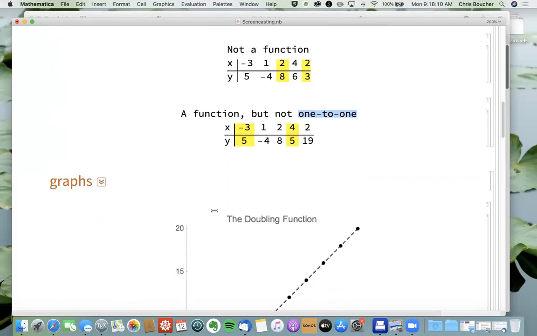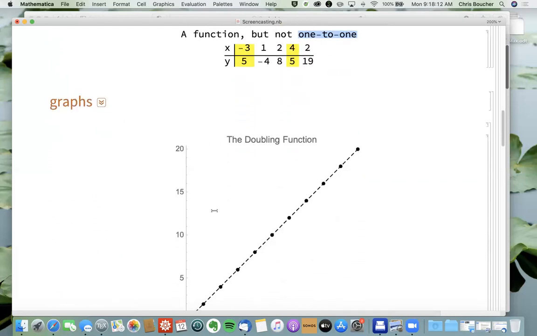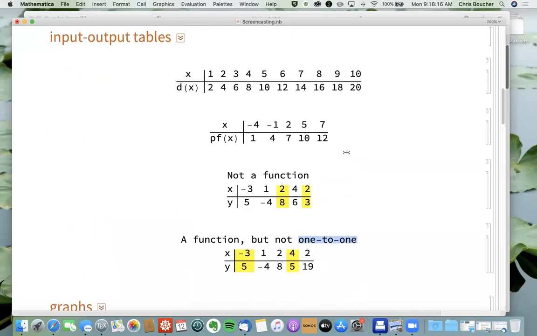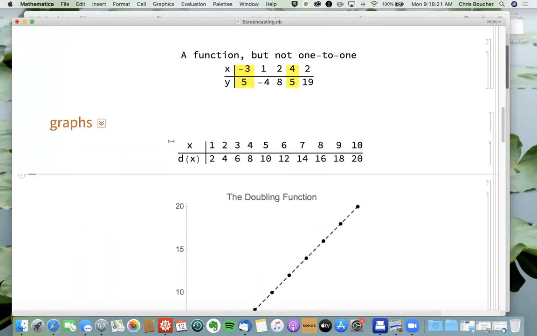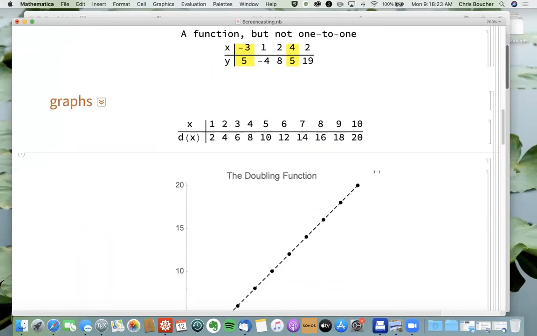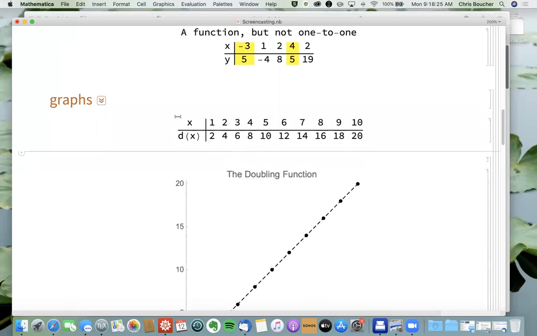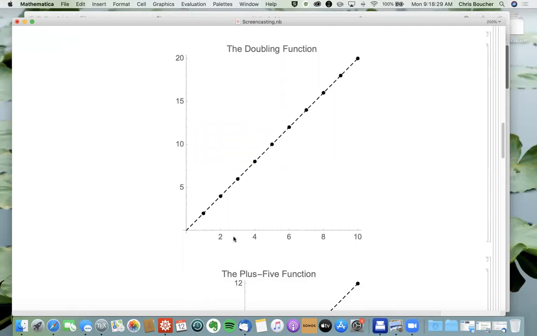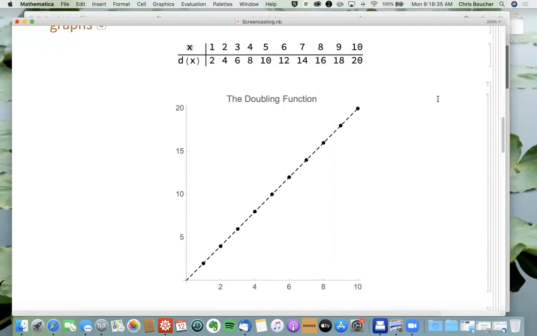A graph is a way of drawing a picture of a function. So here's a picture of the doubling function. And let me grab this input-output table here just to talk a little bit about where this comes from. When we draw the graph of a function, we will agree that the input variable goes on the horizontal axis and the output variable goes on the vertical axis. That way we're all on the same page when we graph functions.